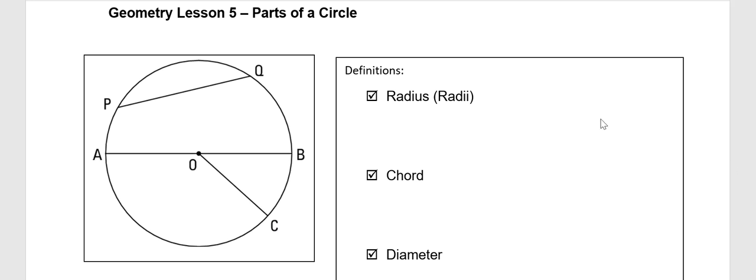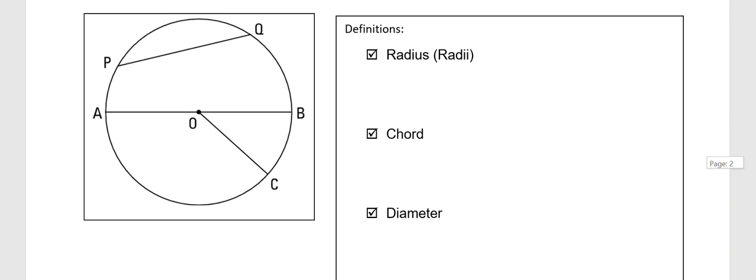Now, the edge of the circle is referred to as the circumference, okay? We can measure that circumference, okay? So when we talk about the circumference, we're talking about the distance around the outside of a circle. And we'll define that in a moment, okay?